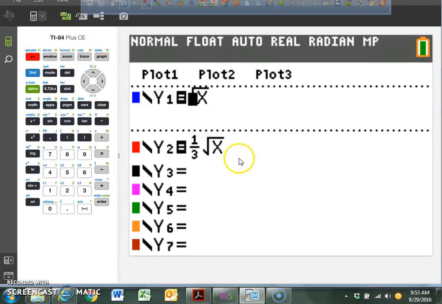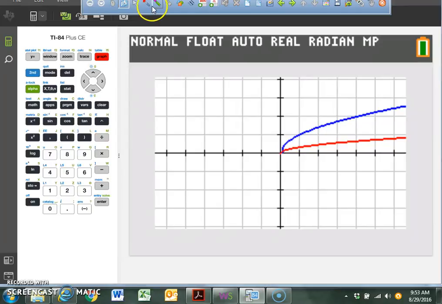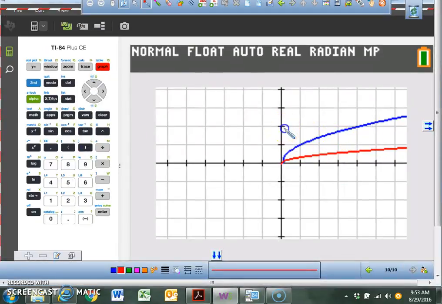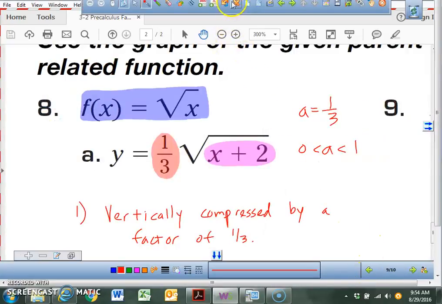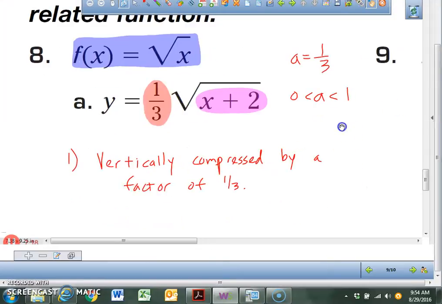Oh, here you go, Elise, right there. Okay. Does everybody see how this graph moved further away from the y-axis? That got vertically compressed. It got further away from the y-axis. Okay? So that's why we call this a vertical compression. Now, the next thing we have to worry about is this x plus 2 inside of the radical.